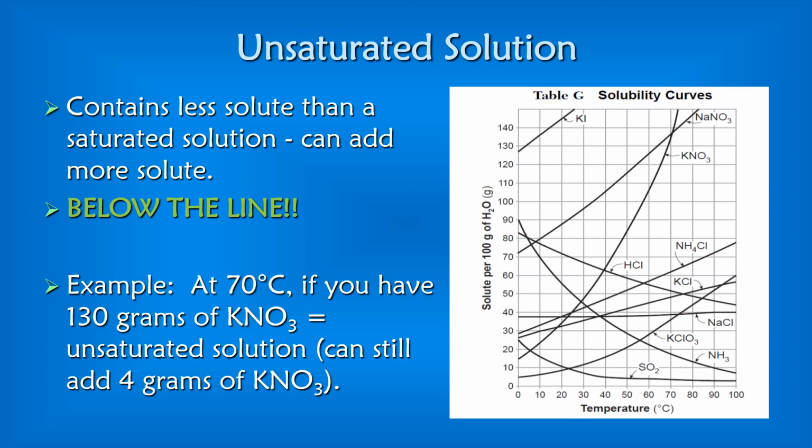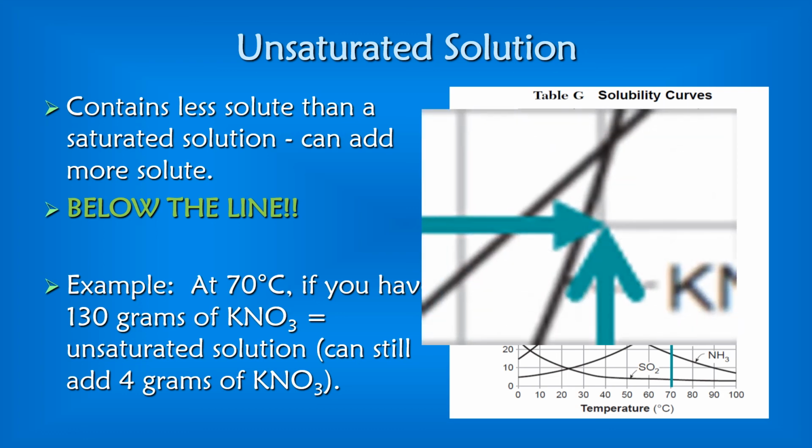For example, if once again we look at potassium nitrate, and this time I say we are still at 70 degrees Celsius. However, instead of 134 grams, we only have 130 grams of potassium nitrate. So there we have that line for 130 grams. And if you guys observe that carefully, you will notice that that specific point is below the line for potassium nitrate, which means this is an unsaturated solution. We can still add 4 more grams of potassium nitrate. They are still going to dissolve until it reaches that limit of saturation.